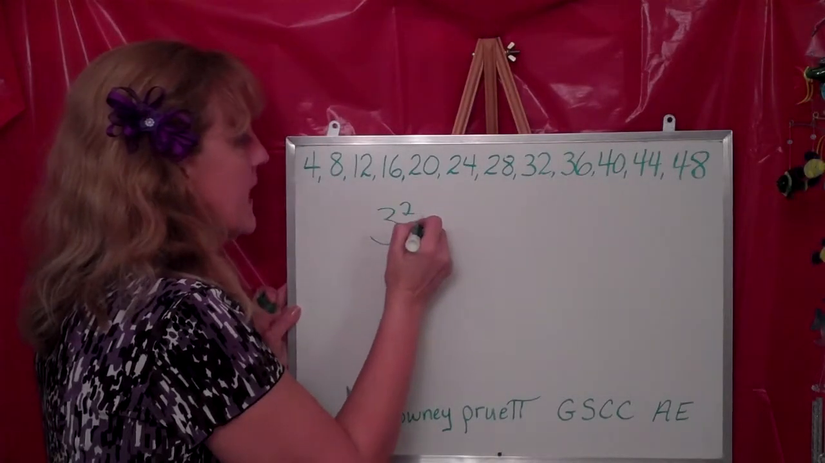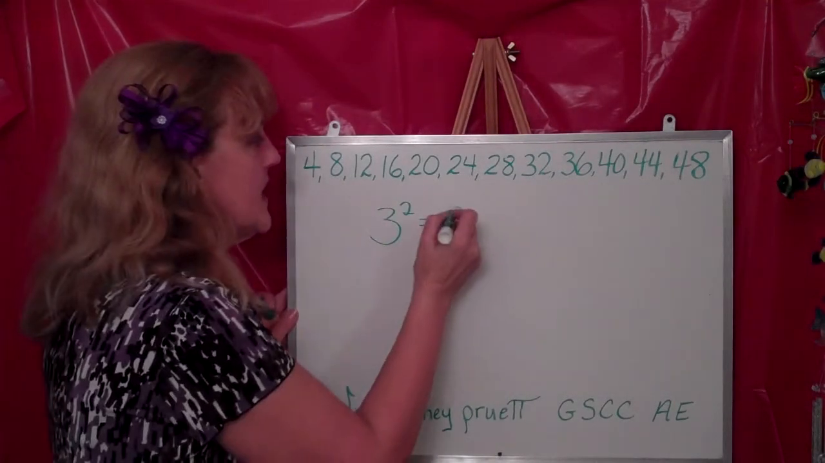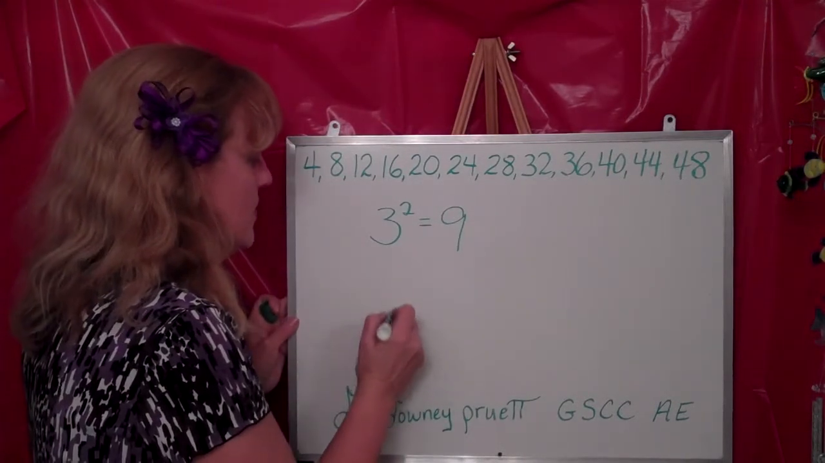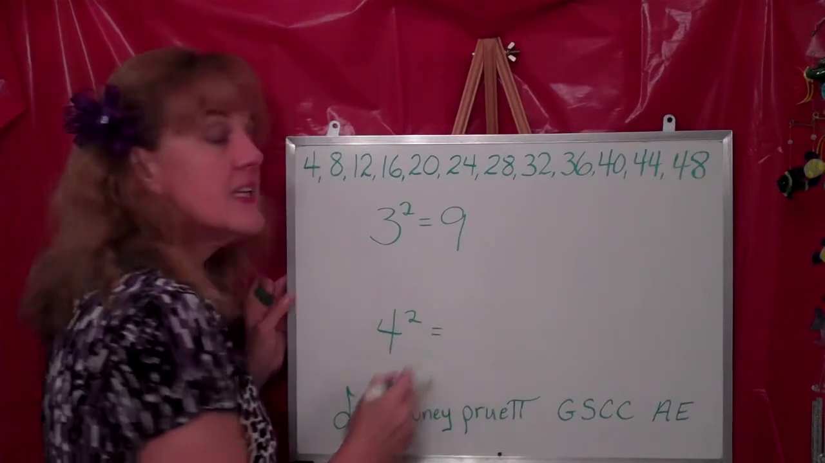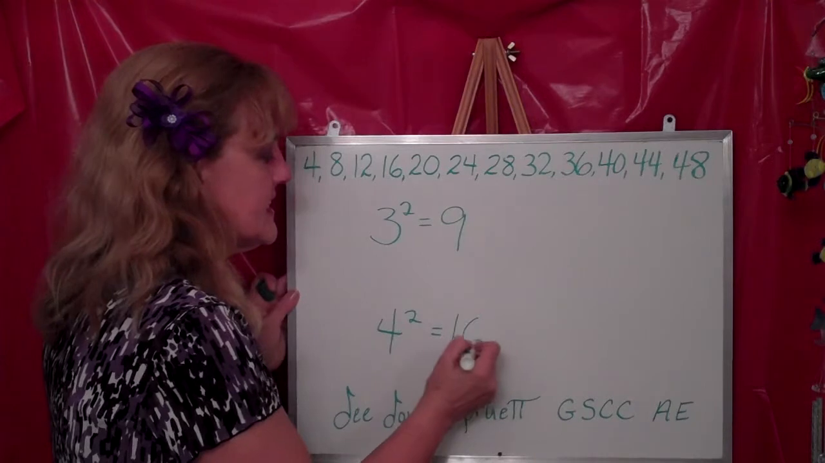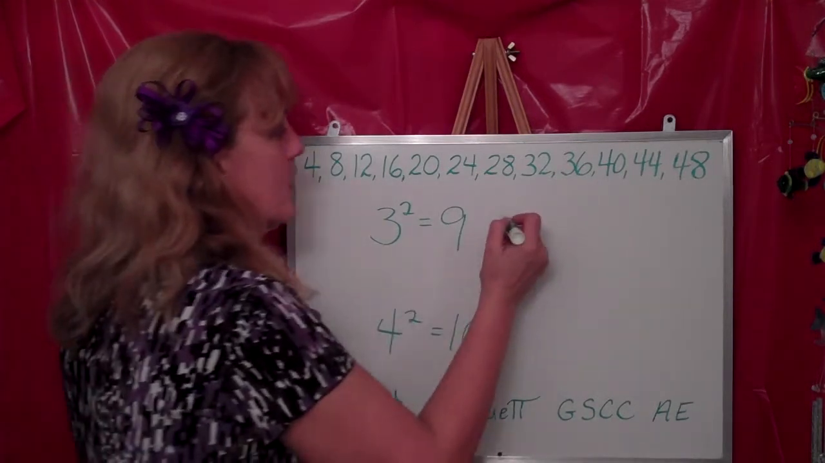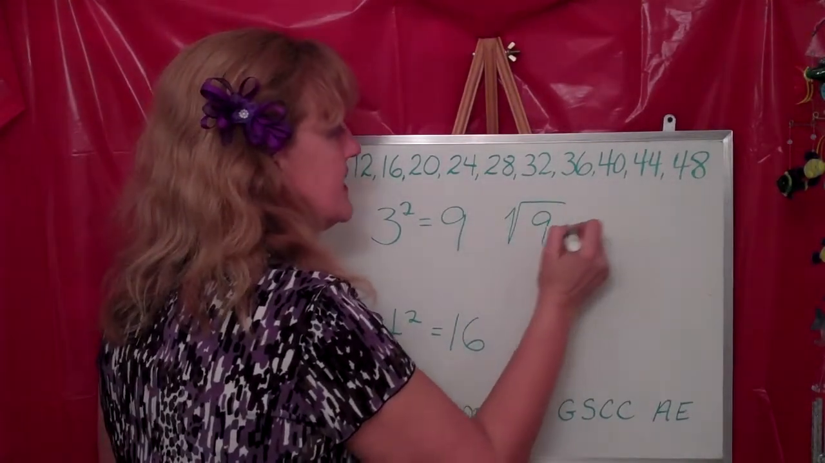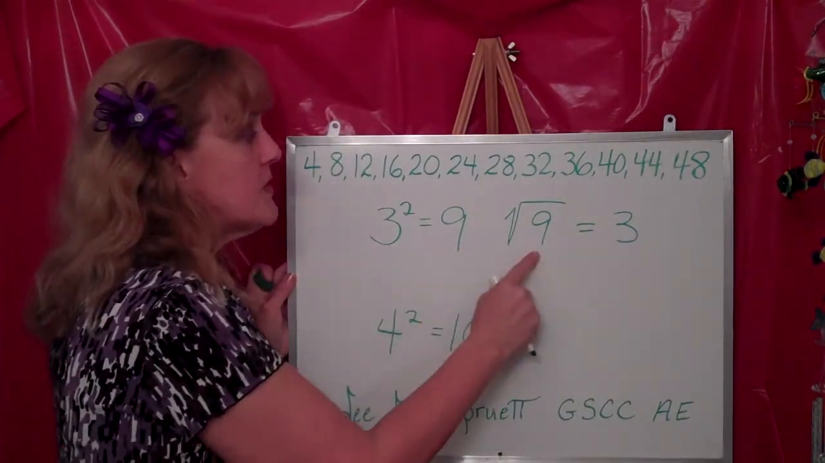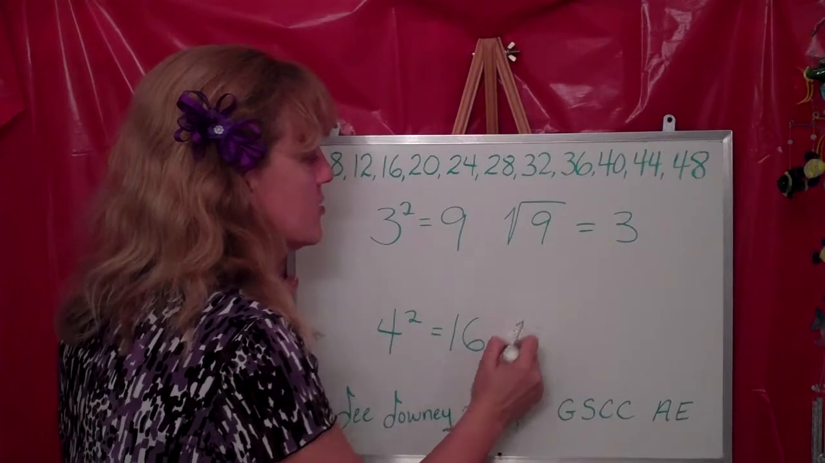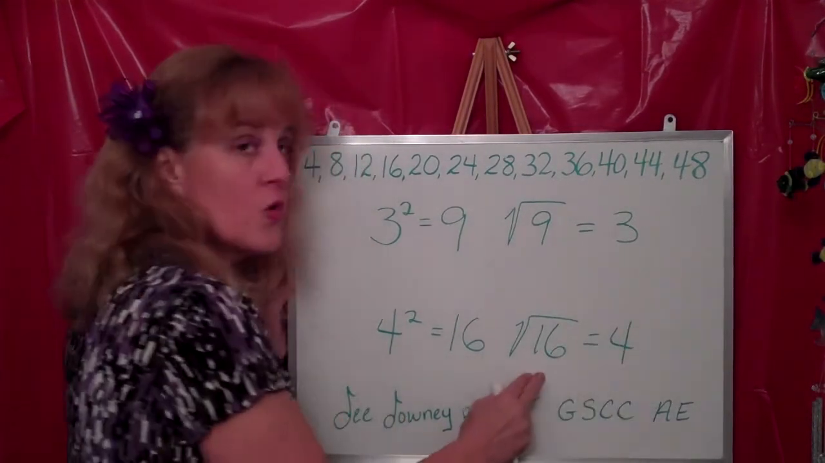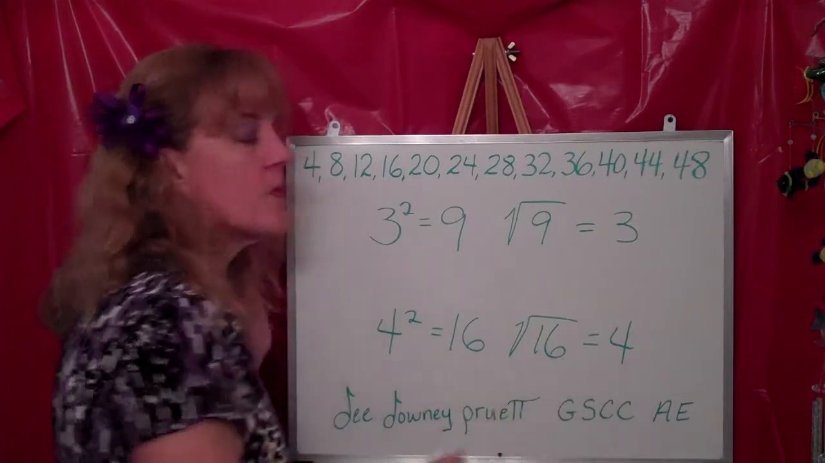3 to the second power is equal to 9. 3 times 3 is equal to 9. 4 to the second power is equal to 16. 4 times 4 is 16. The square root of 9 is 3. That's called a perfect square. The square root of 16 is 4.